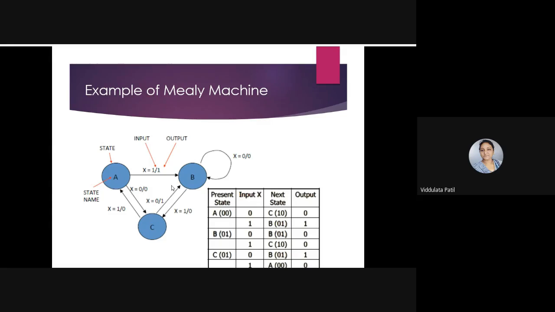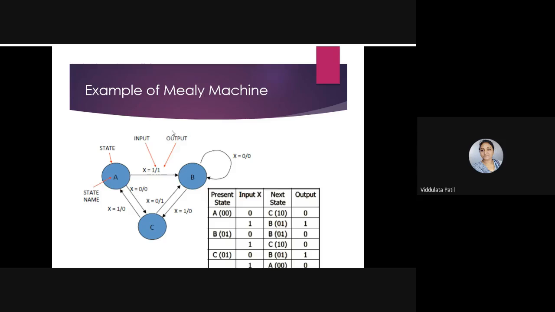Suppose the current state is 0 0. Now if the input is 1, then it will be in state C, or if the input is 1, then it will be in the next state. In this way we will have the Mealy machine.